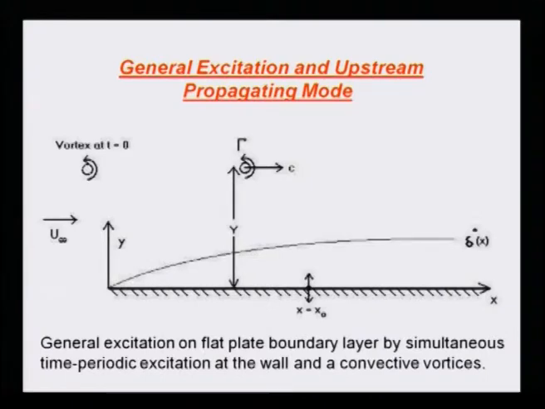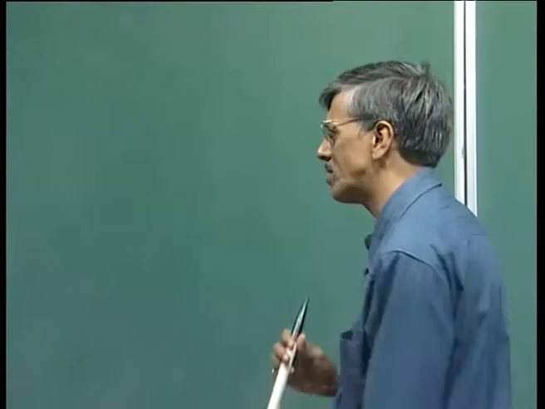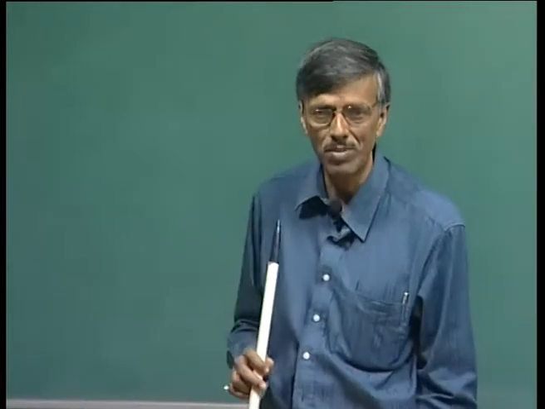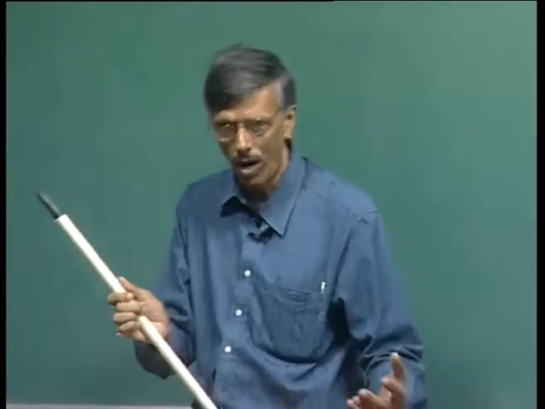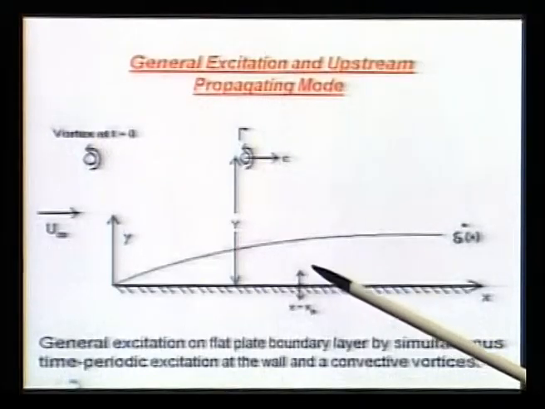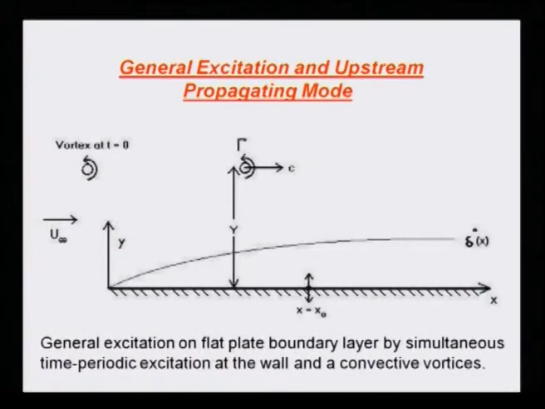Recall that in spatial stability theory, what we had done is we imposed a time scale, and then we saw how the disturbance grows in space. That was the whole idea. So in this case also, we are imposing a time scale through this wall vibrator. That is one thing that we can see. Now, what happens to this additional exciter in the free stream?